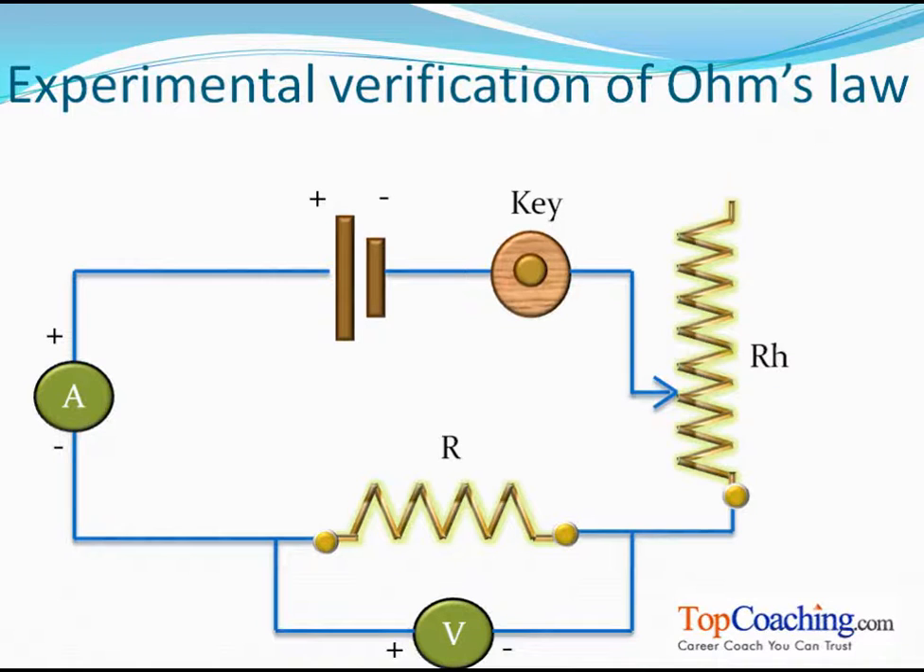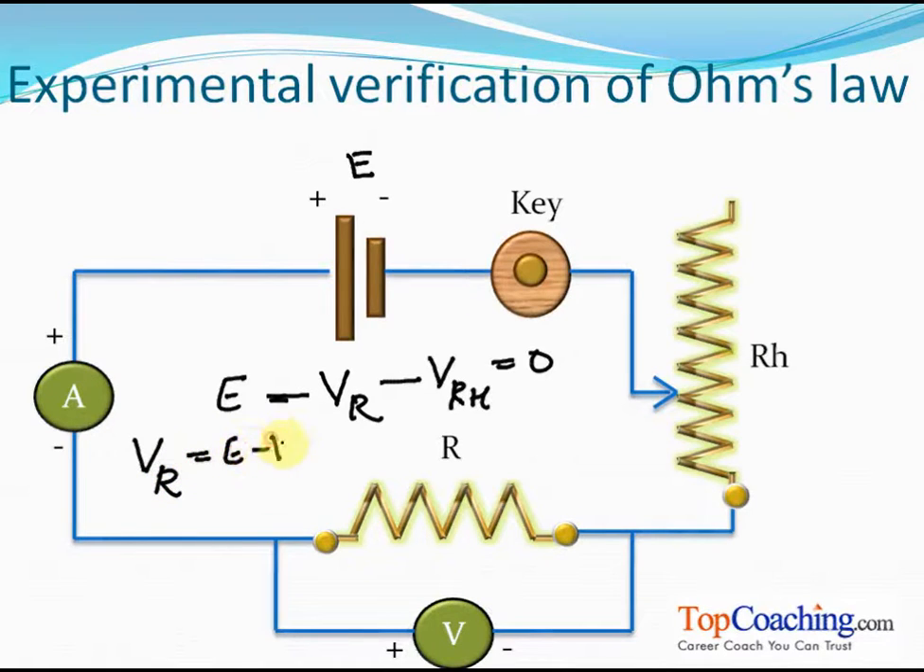Now if you focus only on the resistance capital R, applying Kirchhoff's voltage law, you can clearly say that if the potential difference across the battery is E, then E minus VR, the potential difference across the resistance R, minus VRH, the potential difference across the rheostat, will be equal to 0, isn't it? This means that VR will be E minus VRH.